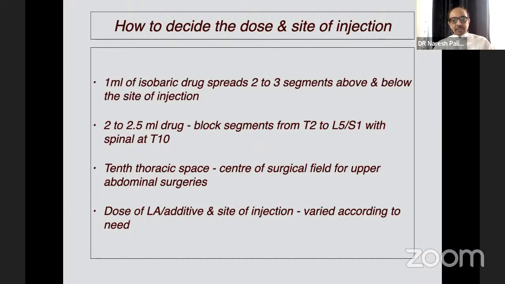A T10 thoracic space lies in the center of the surgical field for upper abdominal surgeries. Dose of local anesthetic, additive, and the site of injection can be varied according to need. You can vary everything according to your need.